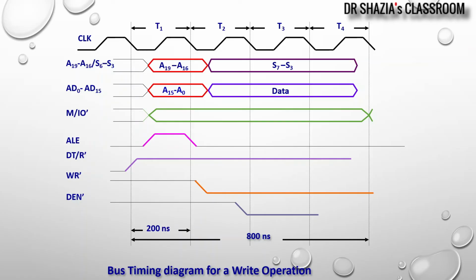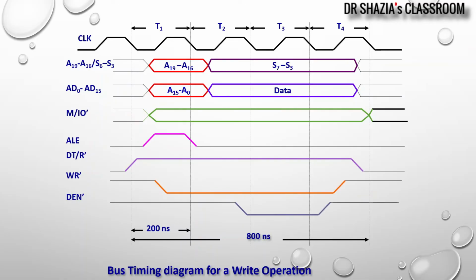So, the basic difference between your read and write operation is that the data is going to get available in the second T state itself, as in this case the processor is going to send the data. We are not having any wait state involved in the write operation. So, the third T state will be for your data. Data will be made available on the T3 state, and T4 as usual will be your winding up state.